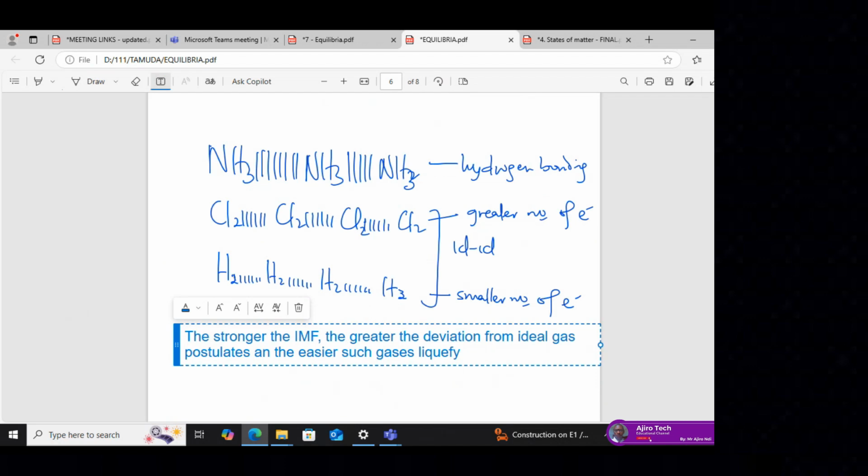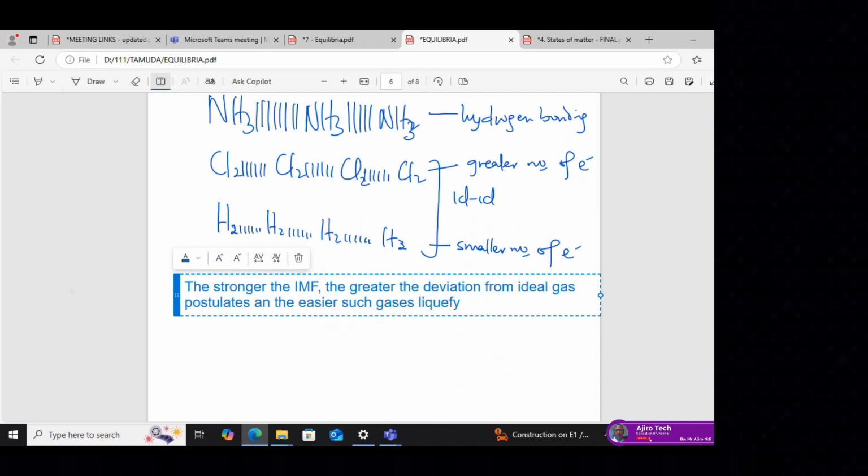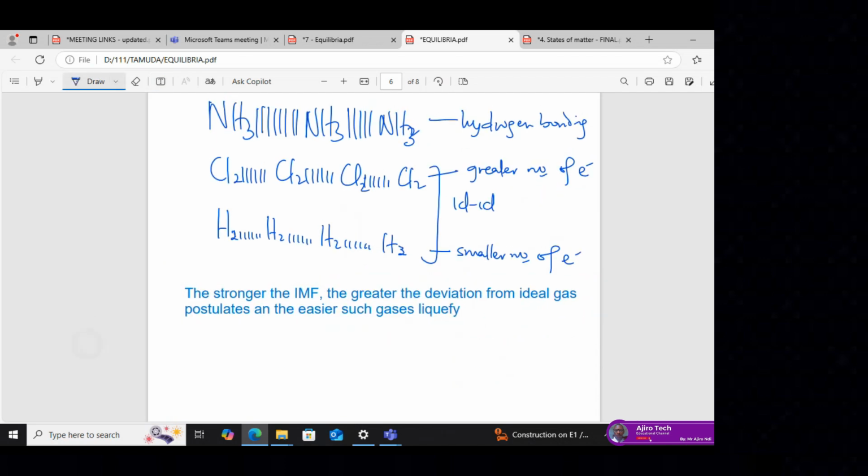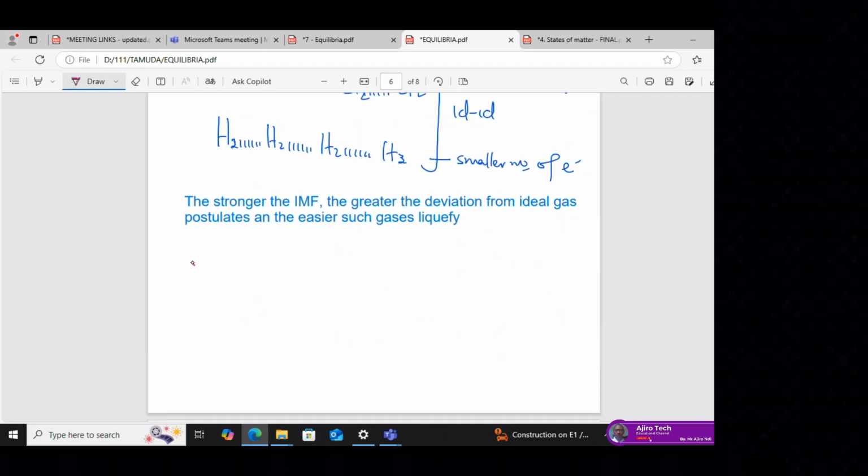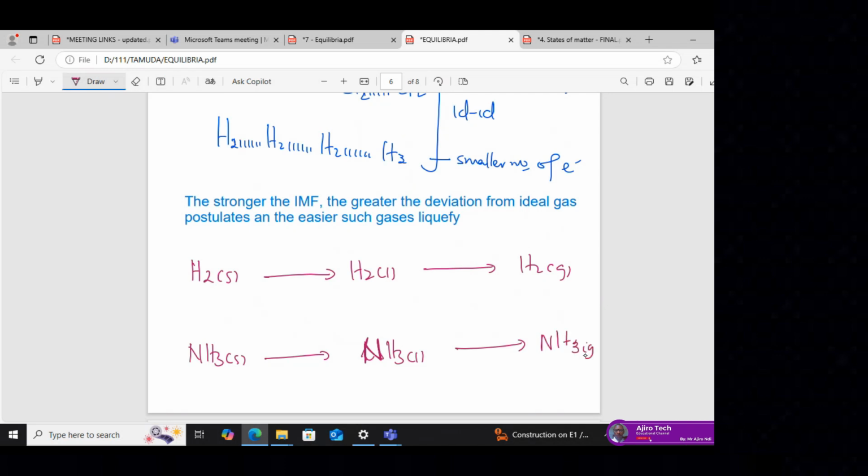Who will turn to liquid last? The hydrogen. Now to prove it, I need to be sure you understand, because this is science. Suppose we have solid hydrogen, liquid hydrogen, and gaseous hydrogen. We also have solid ammonia, liquid ammonia, and gaseous ammonia.